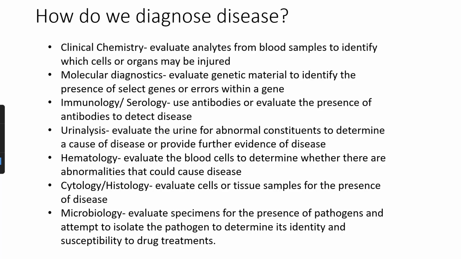Urinalysis, you're going to look at the urine for abnormal constituents, so abnormal components to the urine, to determine a cause of disease or provide further evidence of disease. Hematology, you're going to look at the shape of the blood cells and the number of blood cells and blood components to determine whether there are abnormalities that could cause disease. Cytology or histology, you can evaluate cells in cytology or tissue samples in histology for the presence of disease. Microbiology, you evaluate specimens for the presence of pathogens and attempt to isolate the pathogen to determine its identity and susceptibility to drug treatments.